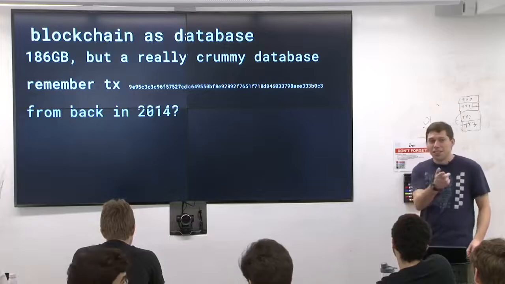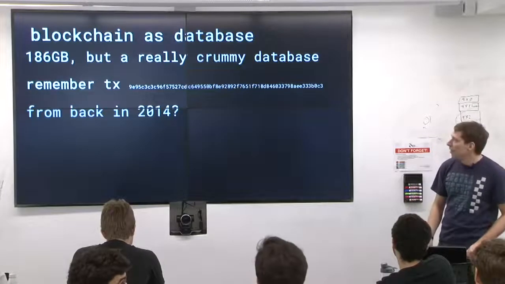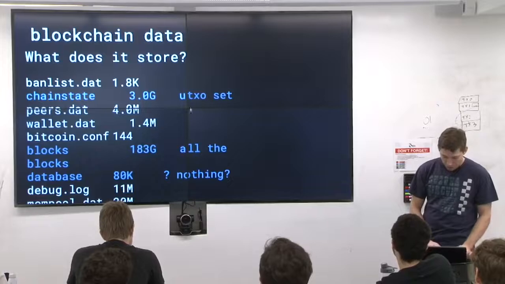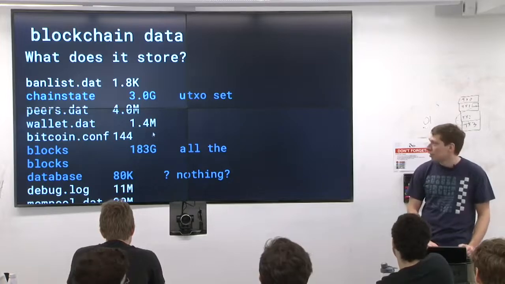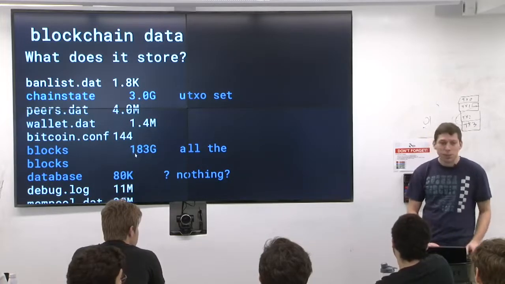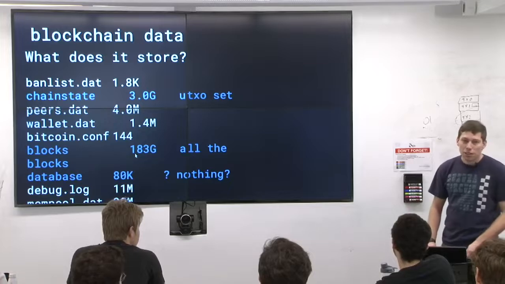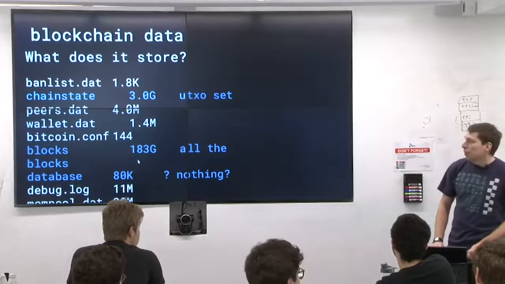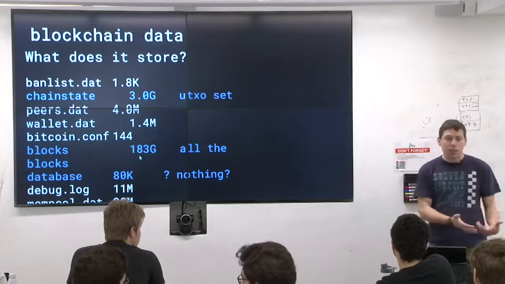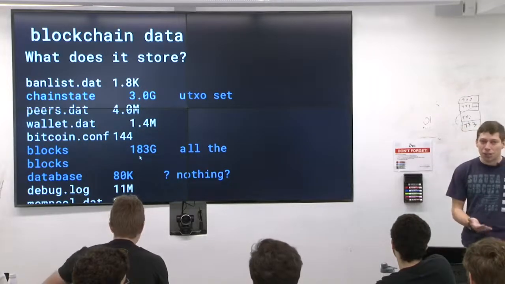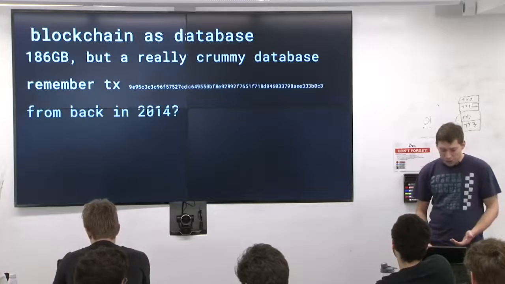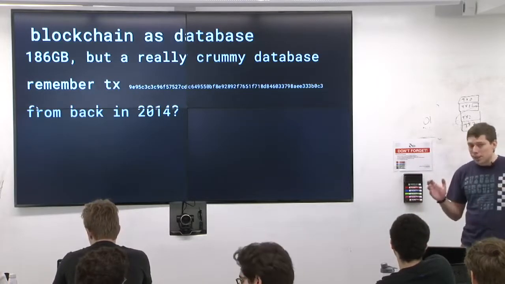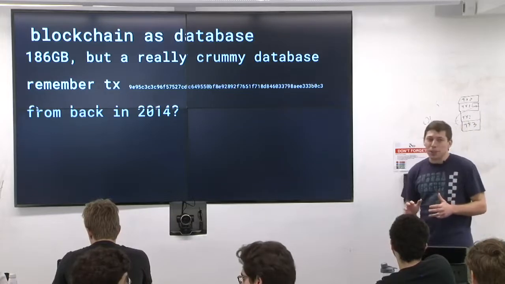Will it answer or will it not be able to? Any ideas? Yeah. Wait, where does 186 gigabytes come from? 183 plus 3. So the total data usage on this computer is 186 gigs. Right, the rest are kind of small. So when you're using Bitcoin, you've got 186 gigs on your hard drive or your SSD devoted to Bitcoin. Right, so you've got this 186 gigabyte database essentially, but it's a really crummy database.